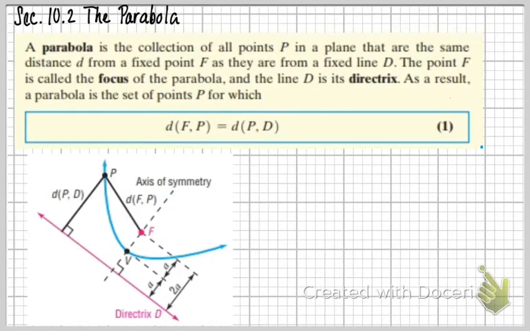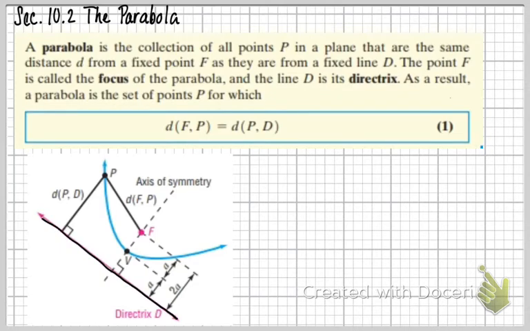Section 10.2, the parabola. A parabola is the collection of all points P in a plane that are the same distance d from a fixed point F as they are from a fixed line D. The point F is called the focus, and that's here. This is my focus right here of the parabola. And the line D is the directrix, and that's this line here.